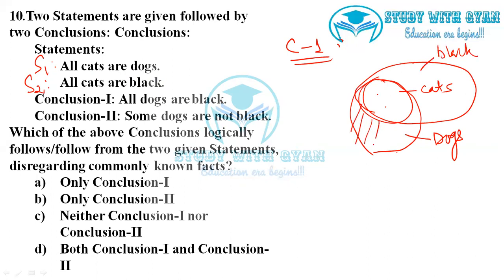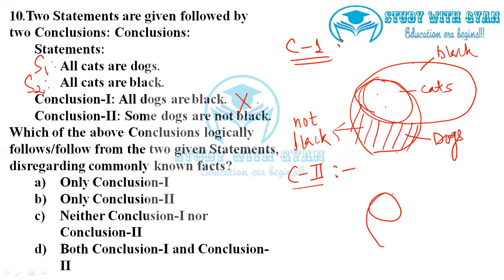This part is basically not black. So conclusion 1 is wrong. After this, conclusion 2: some dogs are not black. This is one possibility. Another possibility: all cats are dogs. Suppose this is cats, and this will be the dog. So cats and dogs.